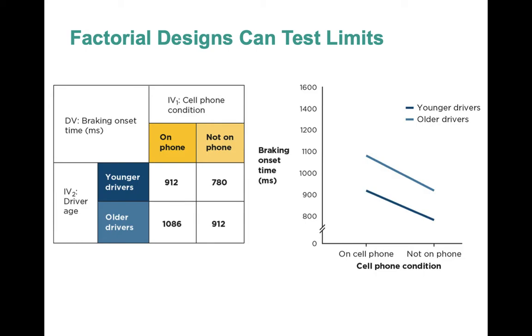So age is associated with braking. Using a cell phone is associated with braking, but we can't say that there's a limit to the effect of cell phone based on age. There's no interaction between the two.